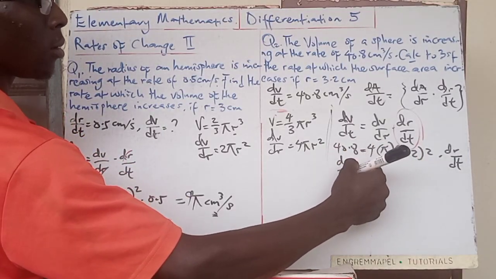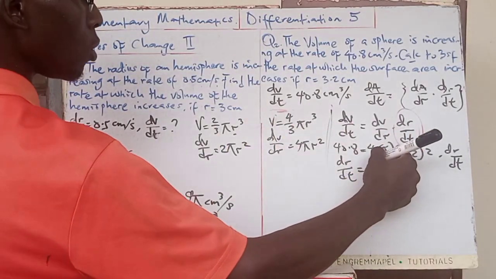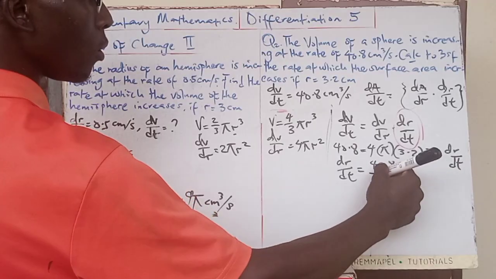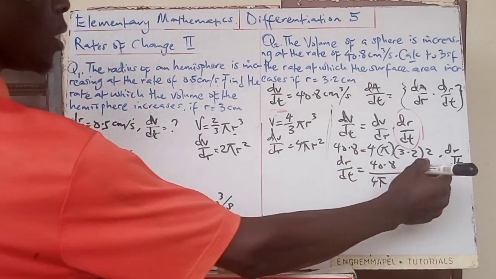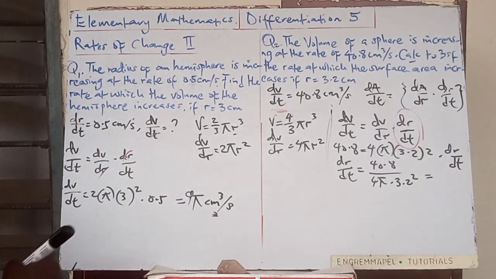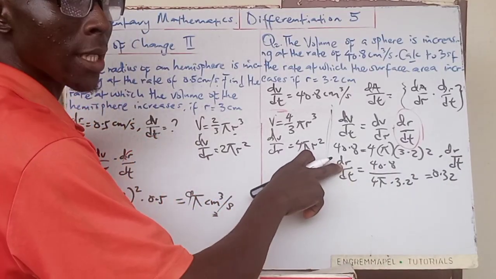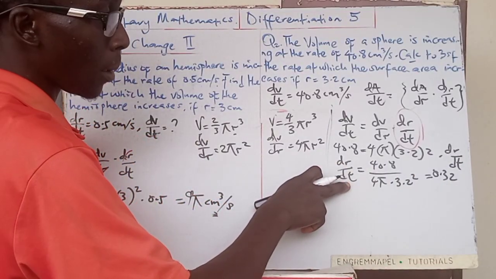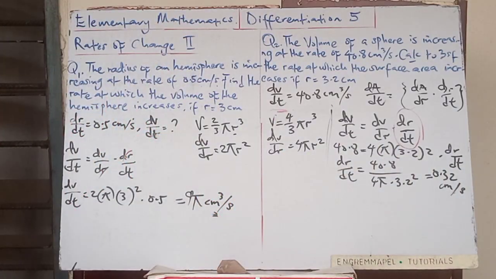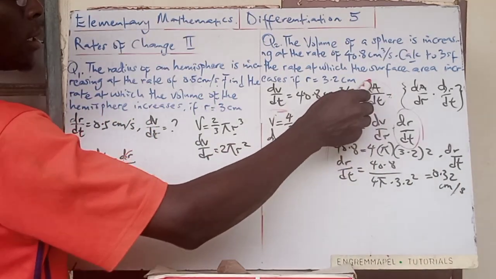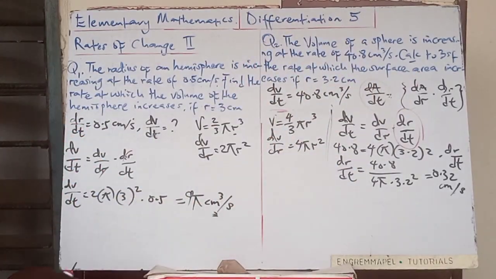So my dr/dt, without wasting much of my time, let me calculate that. It will be 40.8 over 4 pi times 3.2 squared. Let's see what we have there. We are going to be having 0.32. It is radius over time, so that is centimeters per second. Now that we have gotten this, we can get our dA/dt, that is the rate at which the surface area is increasing.